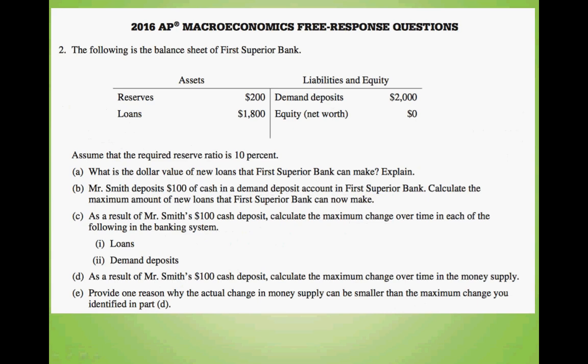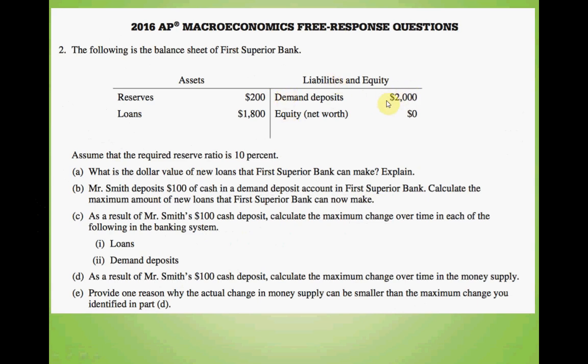Anyways, let's just read the first bit here. We're going to go through all these questions individually, but we're going to read the first bit so we understand just what we're looking at. The following is a balance sheet of First Superior Bank. So only one bank we're looking at here. They have assets on one side and liabilities and equity on the other. This is a classic T chart for banks. You see this all the time.